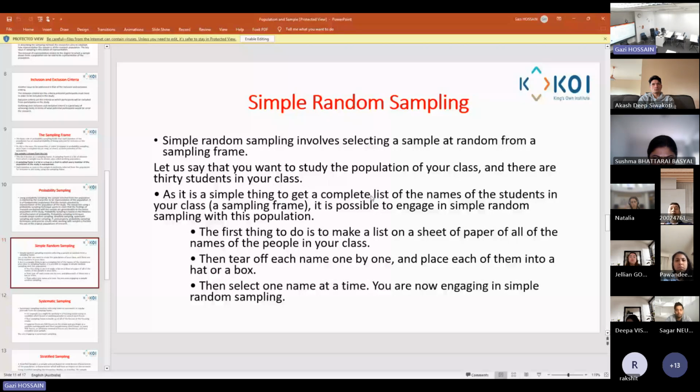The first thing is to make a list on a sheet of paper of all the names of the people in your class, 30 students. Then tear off each name one by one. Then place each of them into a hat or a box. Then select one name at a time. You are now engaging in simple random sampling. So it is like drawing a lottery, simple and random.